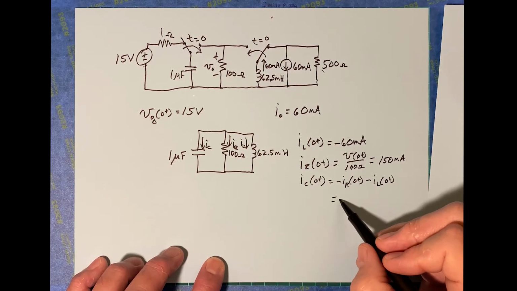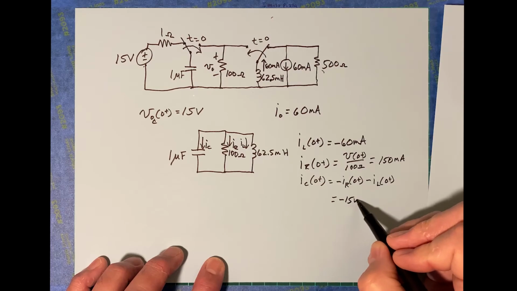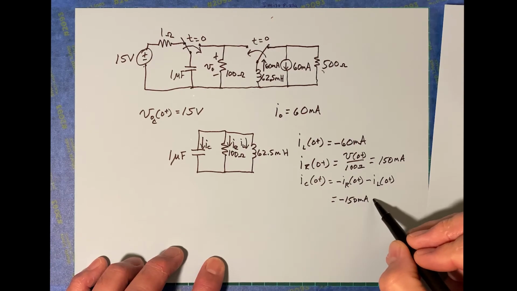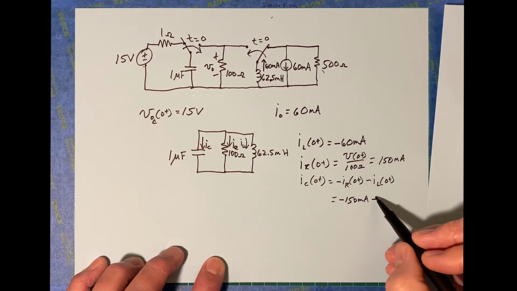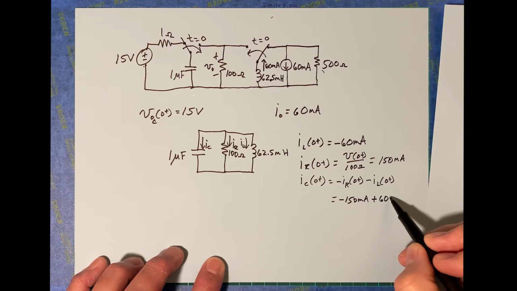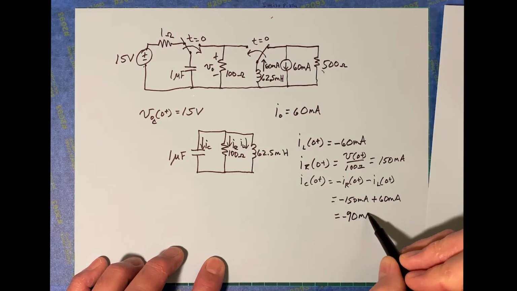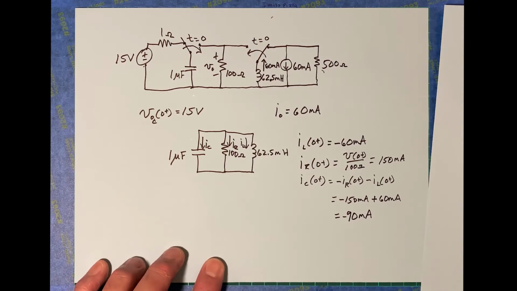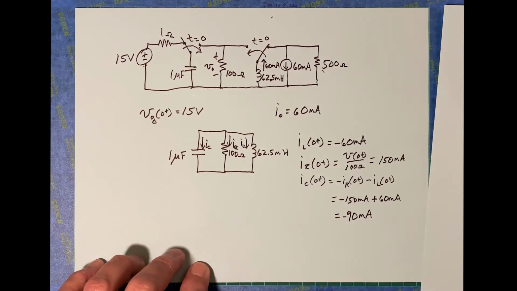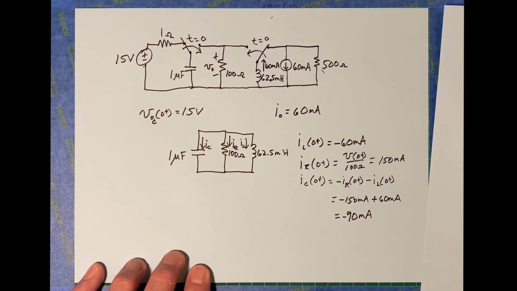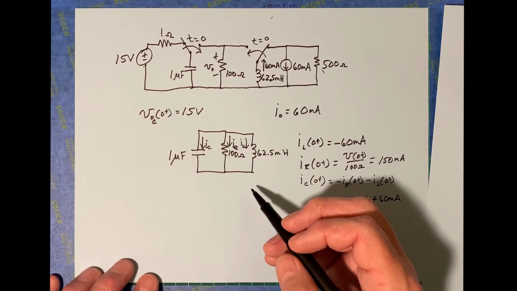So what is that? Minus 150 milliamps minus a negative 60 milliamps. So what is that? 90? Negative 90 milliamps. Okay, so we figured out what all of our initial currents are going to be. We got our initial voltage as well.